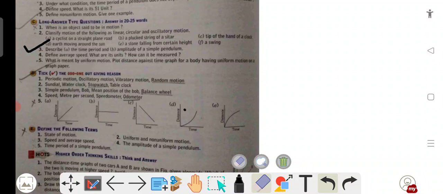Now question number 4: speed, meter per second, speedometer, odometer. Meter per second is the unit of speed, speedometer measures the speed and odometer measures the distance. So odometer is the odd one.